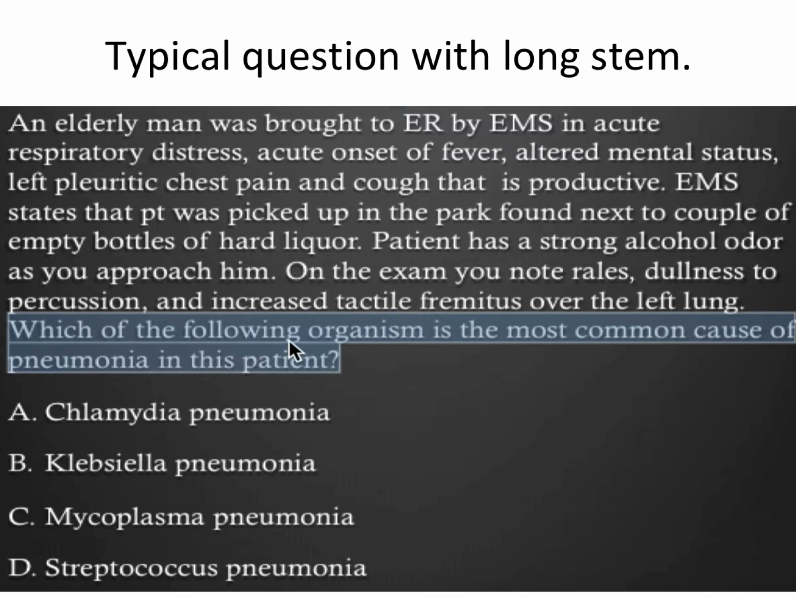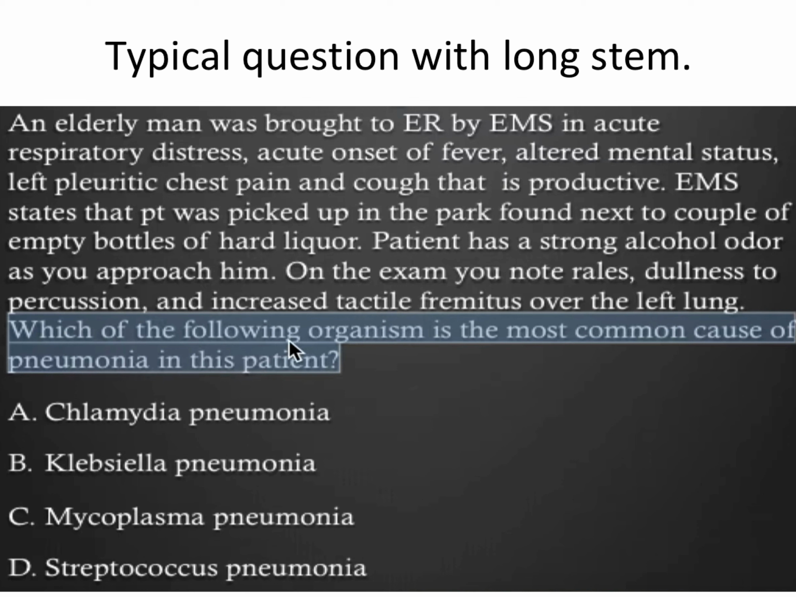So which one of the following organisms is the most common cause of pneumonia in this patient? Chlamydia, Klebsiella, Mycoplasma, and Streptococcus. With that in mind, I would start reading the question, and usually I would have my answer within a couple of sentences. An elderly man was brought to the ER by EMS in acute respiratory distress, acute onset of fever, altered mental status, left pleural chest pain, and a cough that is productive. EMS states that the patient was picked up in a park, found next to a couple of empty bottles of hard liquor. So the patient is an alcoholic, and right there I have my answer.